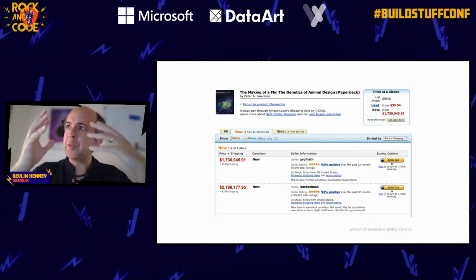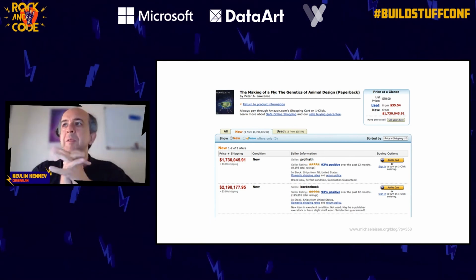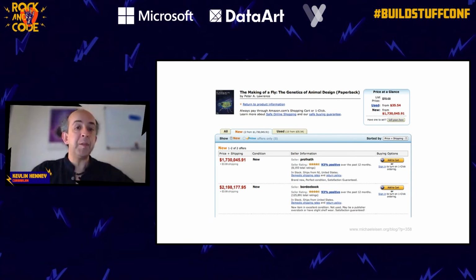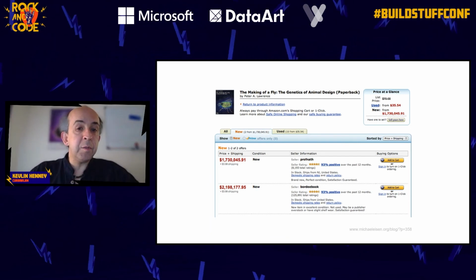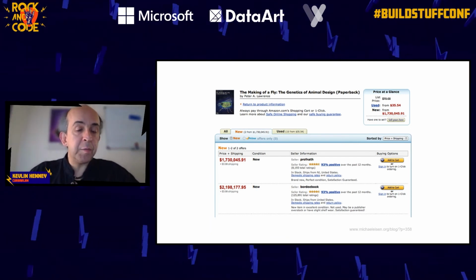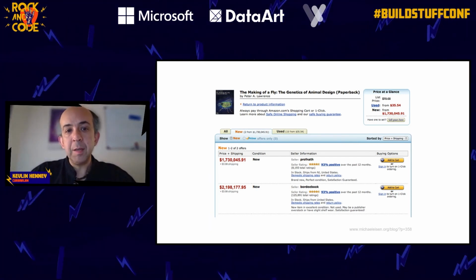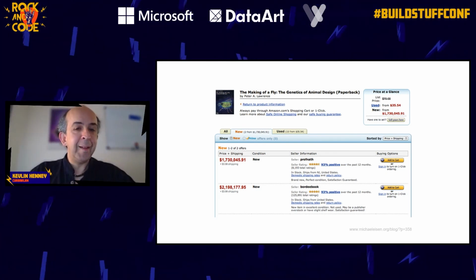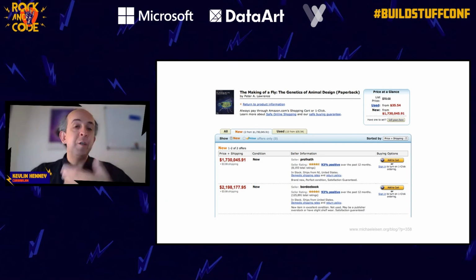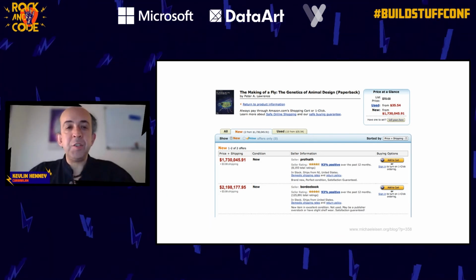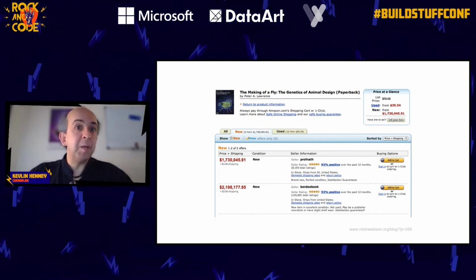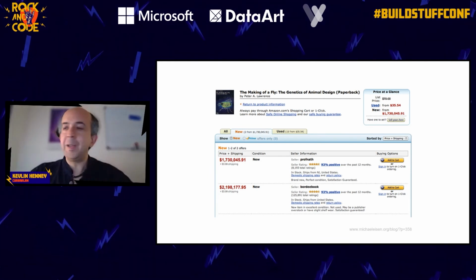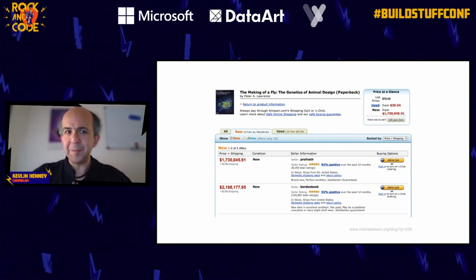So here's a book, The Making of a Fly: The Genetics of Animal Design. Honestly, I couldn't tell you anything about this book, except that apparently if you want the new one, it goes for $1.7 million US. If you want it used, however, $35 is what you'll pay. I showed this slide to somebody who had a PhD in genetics, and he said, yeah, this is pretty much the Bible. This is one of the good books. But nearly $2 million? I don't think that's very likely.